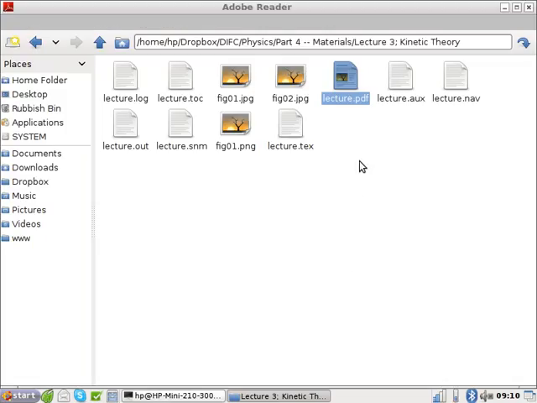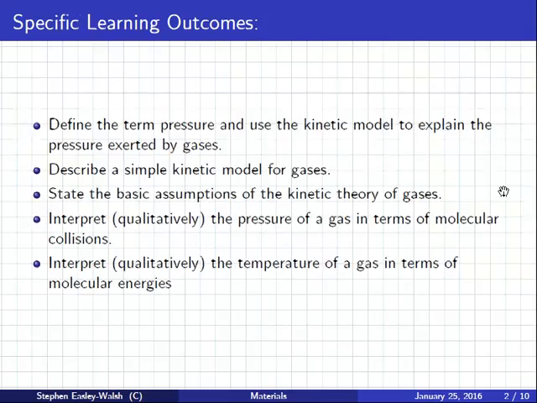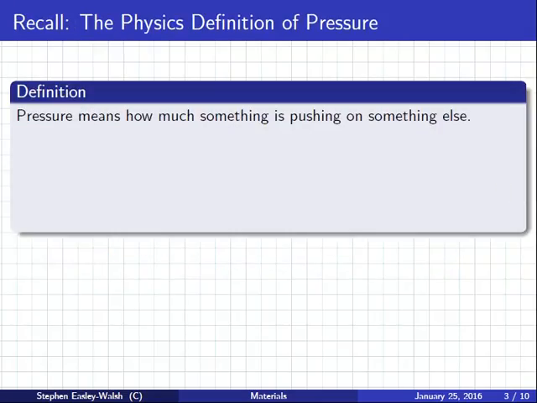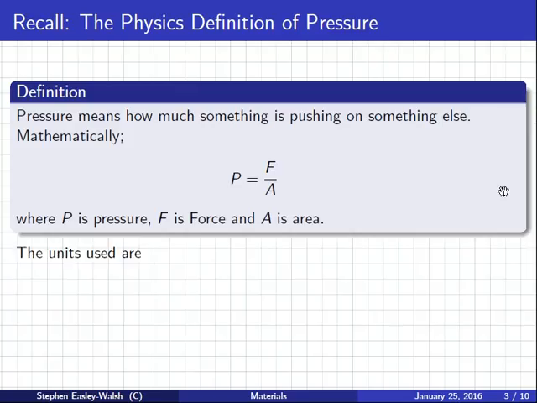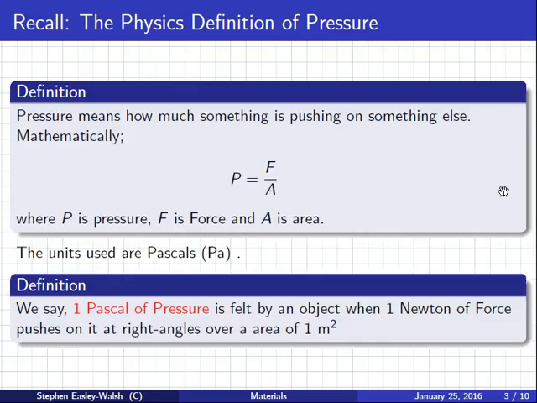So next lesson is kinetic theory. Okay. Got this? Yeah? So we've talked about pressure in mechanics. Pressure means how much something is pushing on something else, basically. So as a formula, pressure is force over area. And of course the units are pascals, and I probably gave you the definition of a pascal already, but 1 pascal is 1 newton per 1 meter squared. So I don't think you have to write this down because you already have this. Okay.